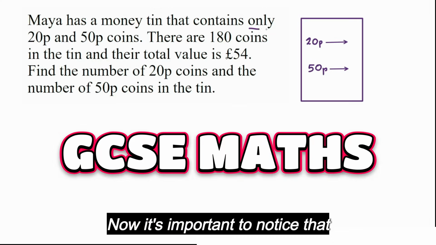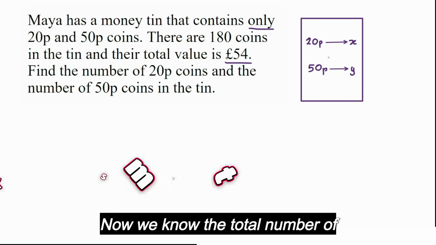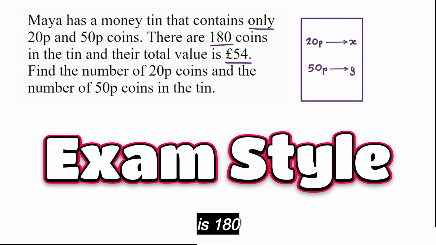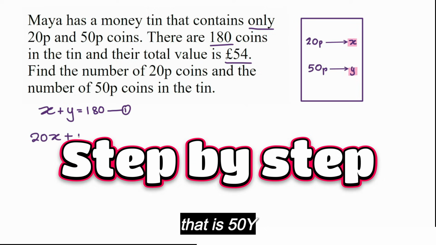It's important to notice that it's only these two type of coins that she has. Now we know the total number of coins is 180 and we have Y number of 50p coins, that is 50Y.